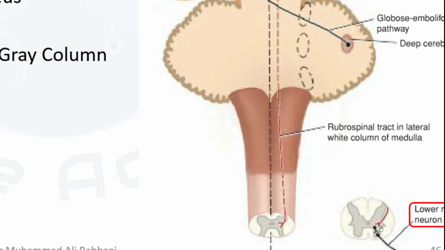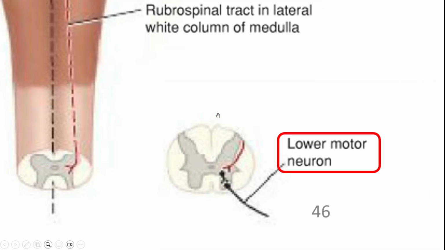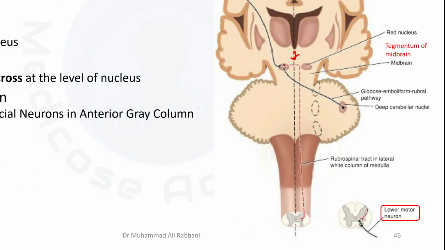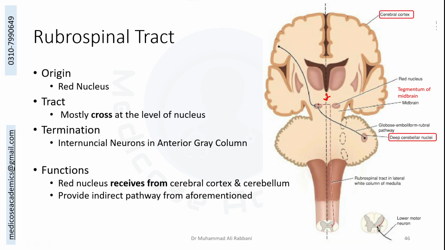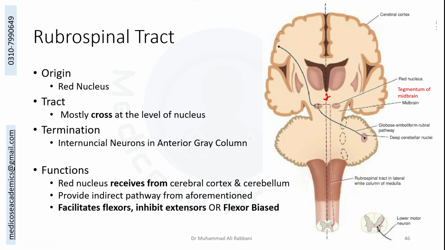It synapses with the internuncial neuron, and through the internuncial neuron, it has influence on the lower motor neuron. Its function depends on the signals that it receives from the cerebral cortex and cerebellum. According to that, it indirectly exerts its influence on the spinal cord motor nuclei, resulting in the facilitation of the flexors and inhibition of the extensors, the flexor biased muscles.